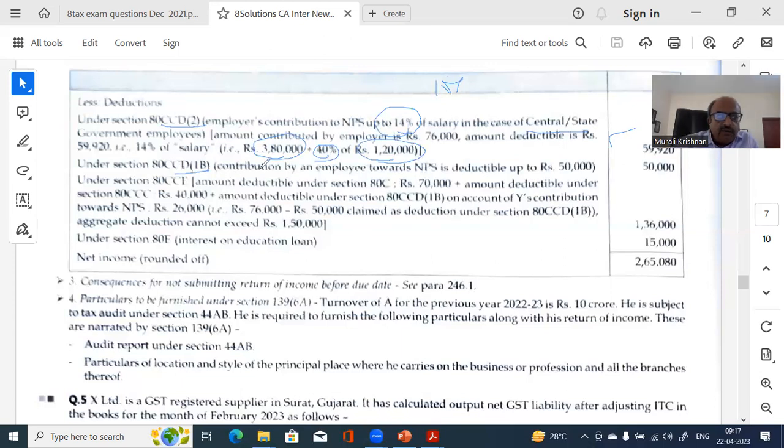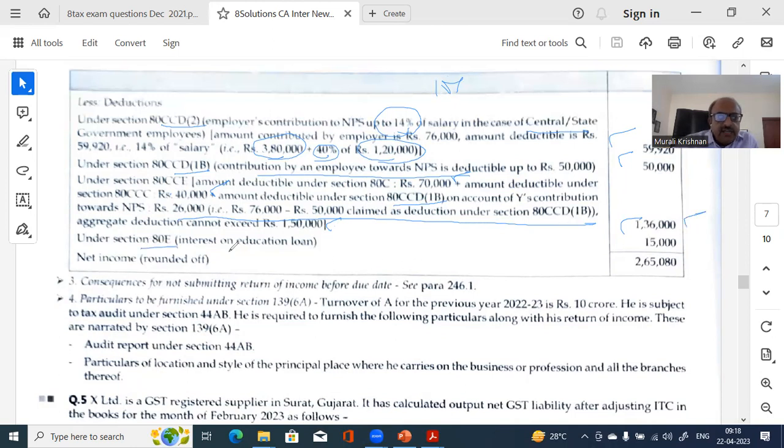80CCD(1B): contribution when employed towards NPS, maximum amount 50,000. He has paid how much? 76,000. So that excess amount will be available under 80CCD(1B) on account of his contribution, the extra amount claimed under 80CCD(1B). Aggregate deduction all put together will be 1 lakh. That is Sukanya Samriddhi. Then this amount is available under 80C, 40,000, and all put together the maximum amount is 1 lakh 50,000, but he is coming to 1 lakh 36,000.